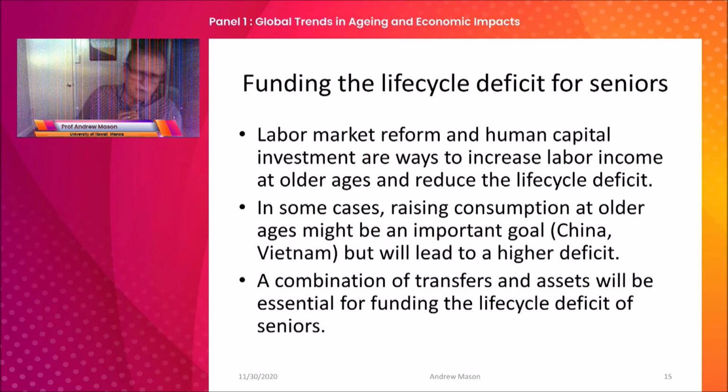So we need to fund the life cycle deficit for seniors. Labor market reform and human capital investment help to reduce the life cycle deficit. The deficit may go up in China and Vietnam because of the low consumption, but we're going to need these programs, a combination of transfer programs and asset-based programs that can fund very large life cycle deficits for seniors. Next slide.